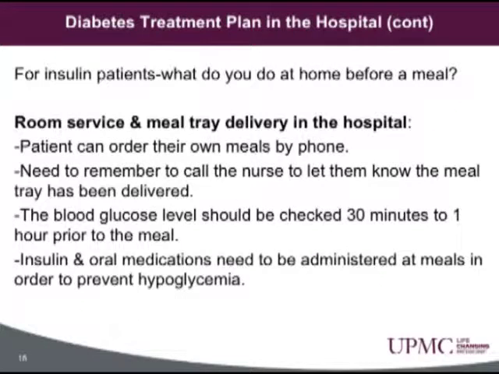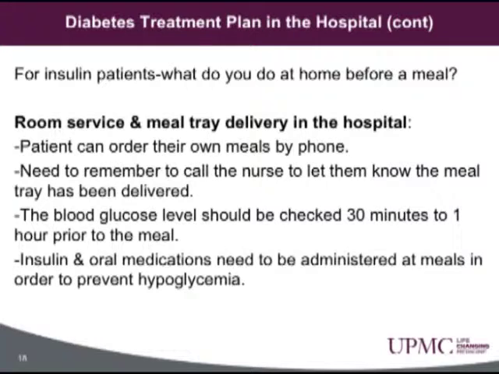So in the hospital, we want to continue that same treatment you do at home. So here in the hospital, a lot of patients do what we call room service ordering of their meal trays, where they pick up the phone and they call down and order their meals at breakfast, lunch, and dinner. What's real important about this is when we're doing our blood sugars and when you're getting your insulin. So when your meal tray comes to your room, it's really important that you let your nurse know that the meal tray has arrived, because he or she may need to recheck your blood sugar, and they need to give your insulin with your meal.